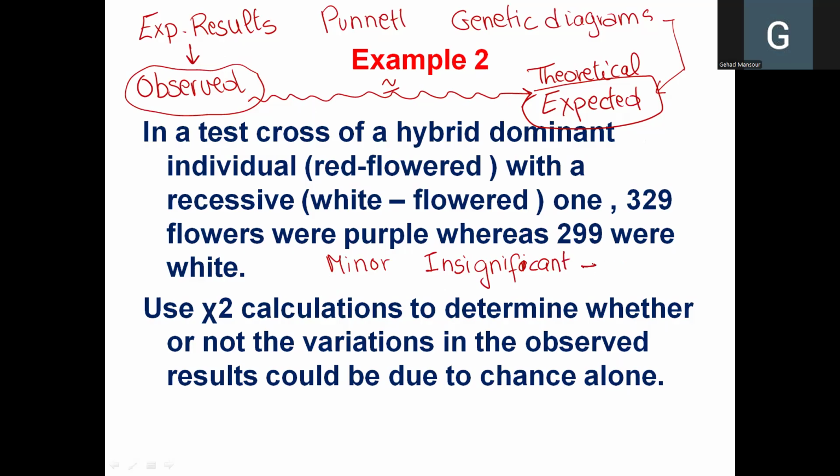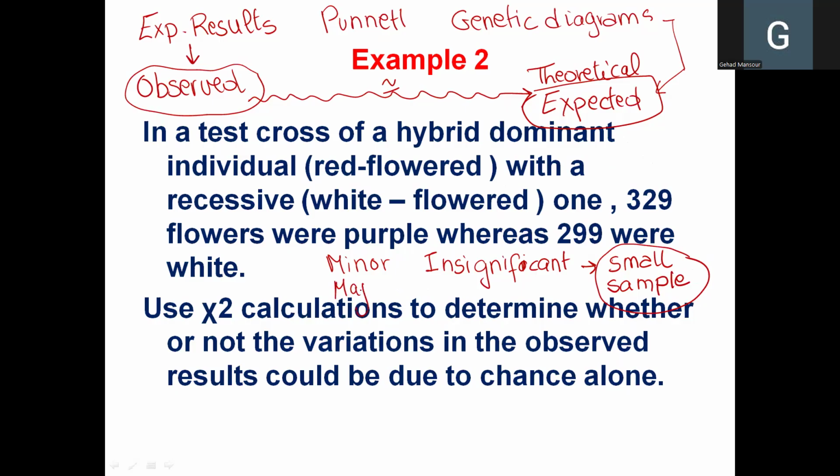For example, because you didn't use a large sample, you used a small sample, and you know that the smaller the sample, the smaller the probability that the expected results are similar to the observed results. So it might be due to a small sample. Most of the time when you work on a small sample, there are differences between the expected and the observed results, but the differences are minor. But sometimes the differences are major.